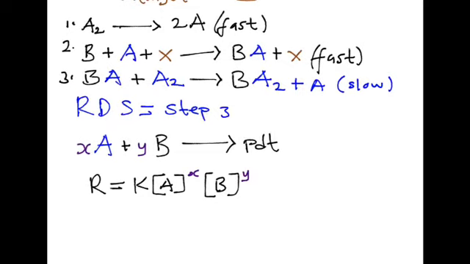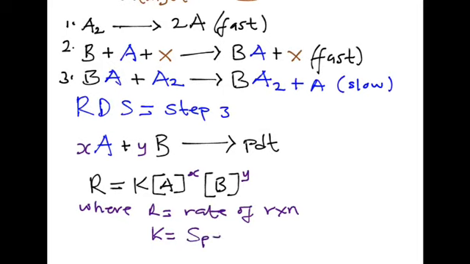So over here, R is our rate of the reaction, and K over there is a constant and it's known as the specific rate constant. The specific rate constant.